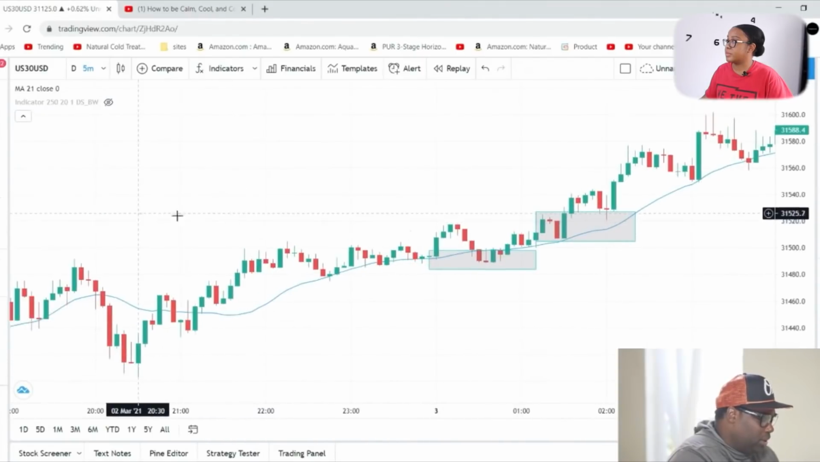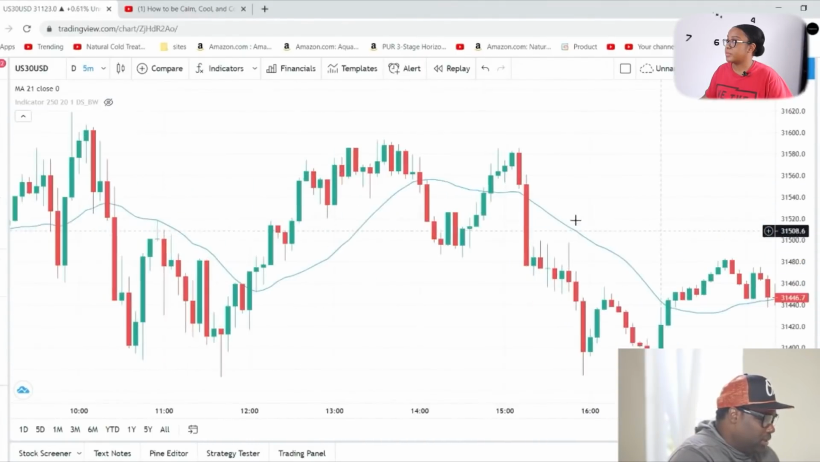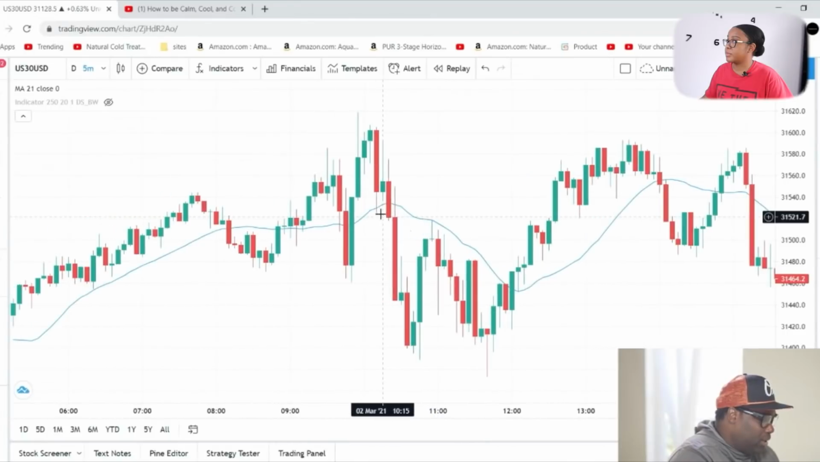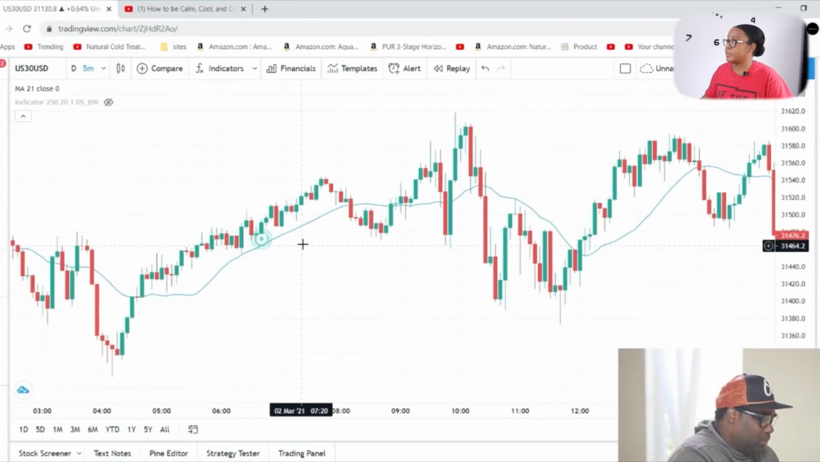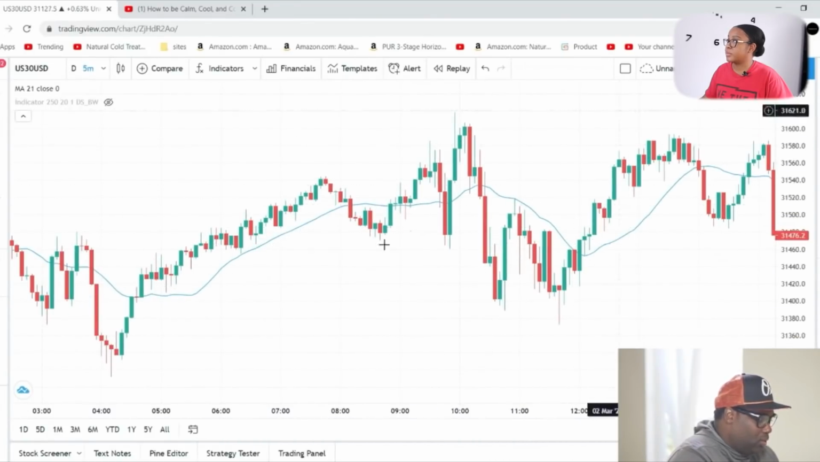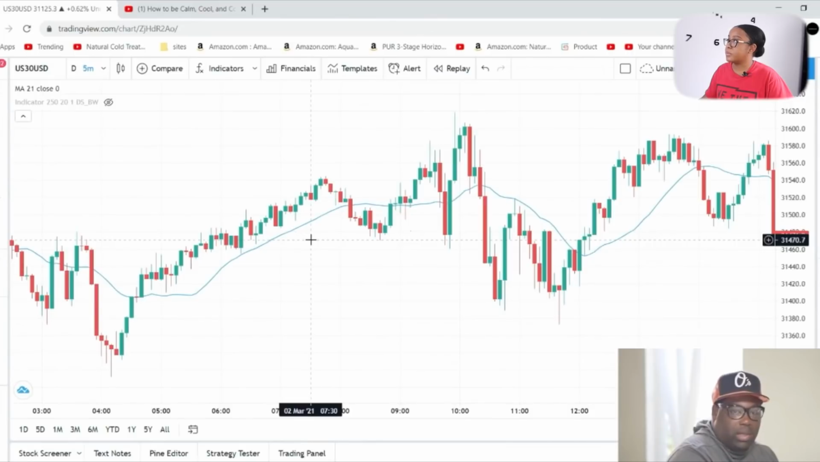Okay, so let's go to the next day, guys. So this is the next day right here. Look at the market. It's just pretty much ranging back and forth, not really going anywhere. So the way I like to attack these markets, I like to sell the tops, buy the bottoms, okay?